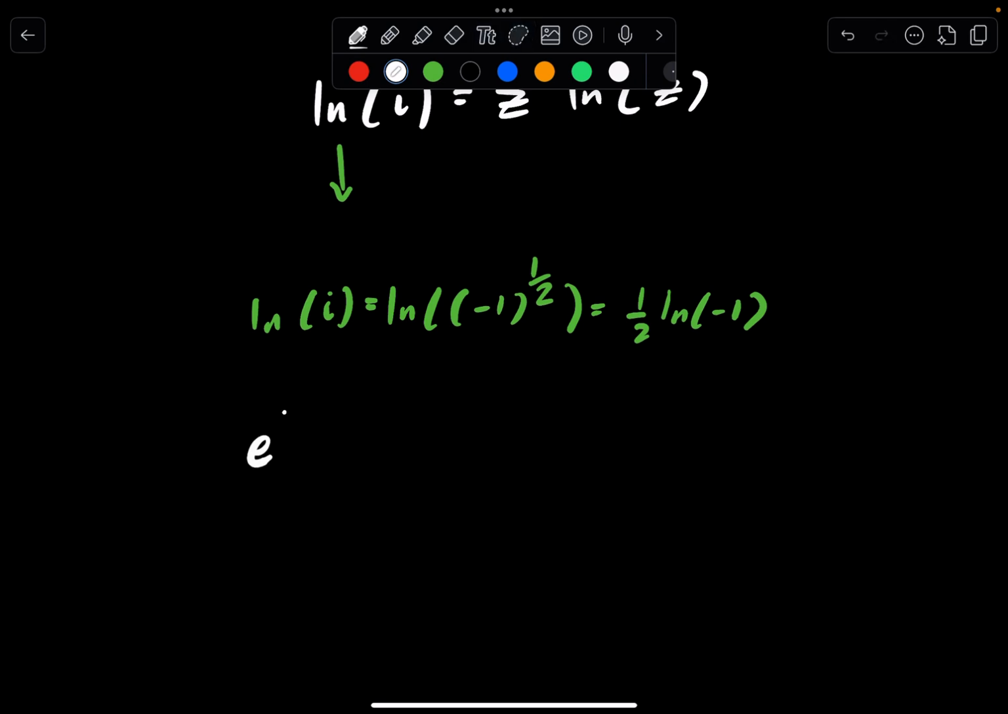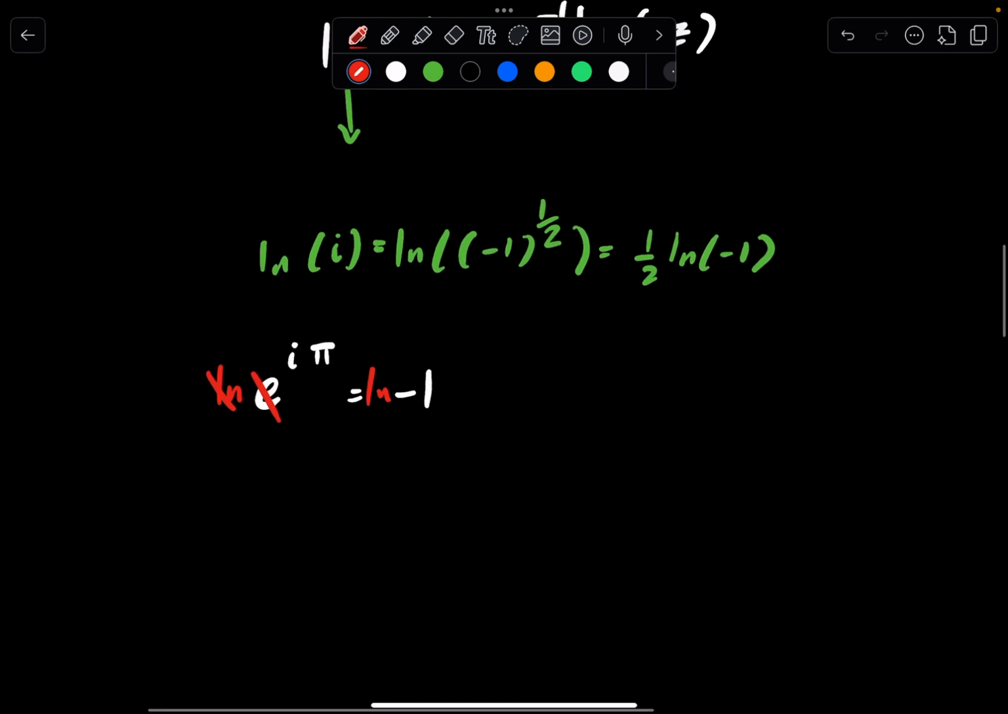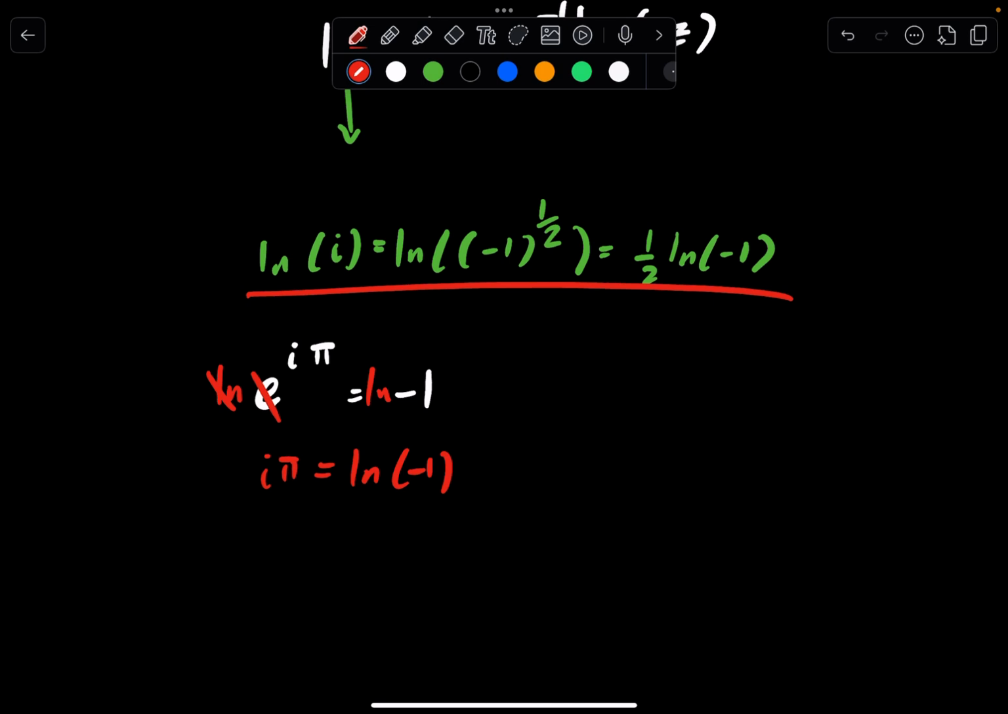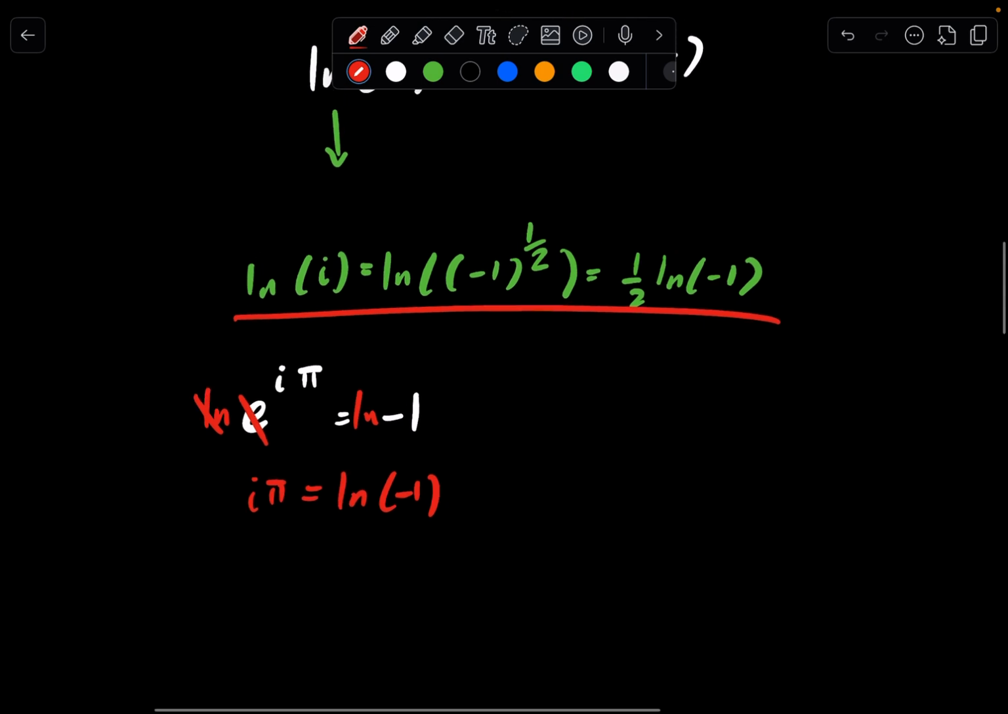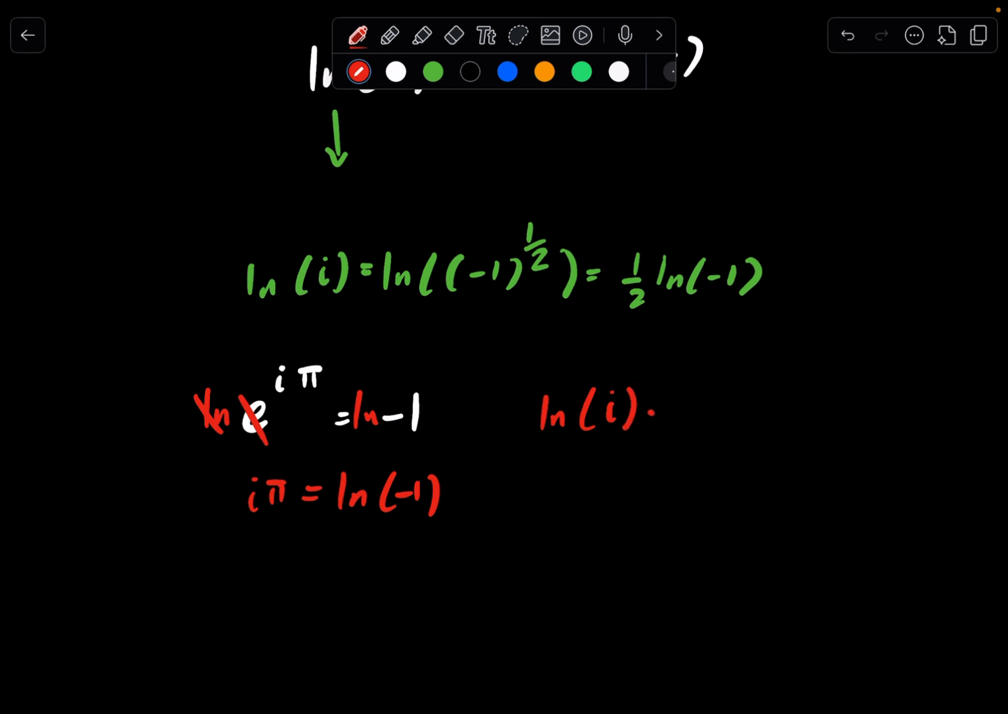If you know Euler's identity, e to the i pi is equal to -1. This is what I'm not going to be proving. I'm just hoping you know this. If you don't, then you can go watch my other video. I encourage you to do so. If Euler's identity, e to the i pi equals -1, take ln on both sides. Cancel because ln and e are inverse functions. Then you get i pi on the left-hand side is equal to the natural log of -1. And since we said that ln of i is 1/2 times the natural log of -1, we can say that ln of i is equal to i pi over 2, just like that.